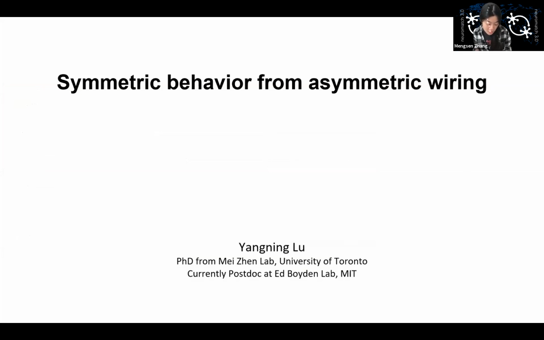And now he is a postdoc. He is developing novel tools that will facilitate the study of neurocircuits in general. So the floor is yours, Yangning. Thank you, Mengsen, for the nice introduction, and really appreciate this very nice conference to have me. So what I'm going to talk about today is how symmetric behavior is generated from asymmetric wiring.